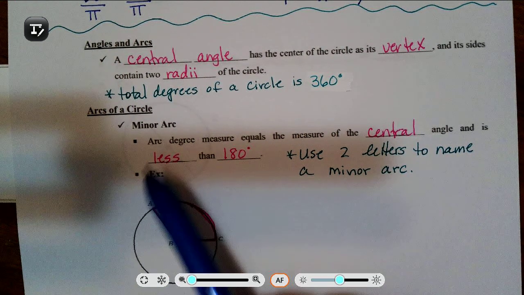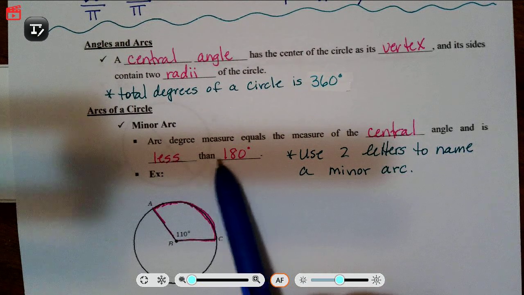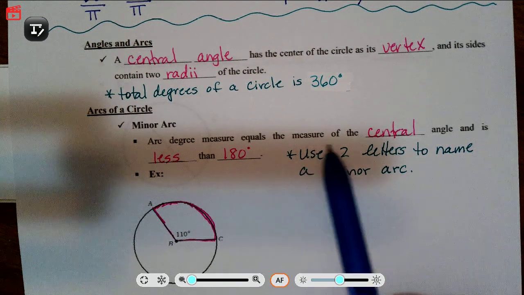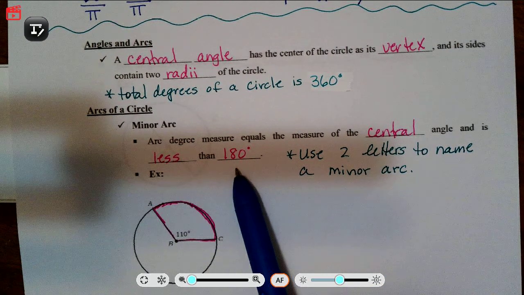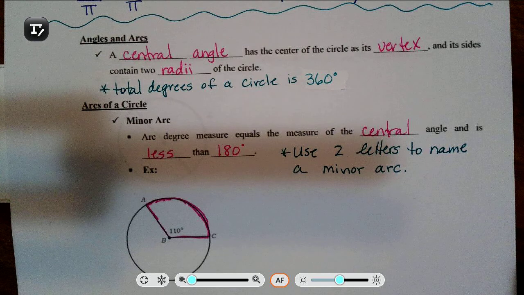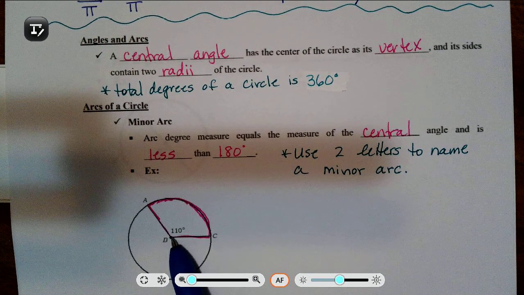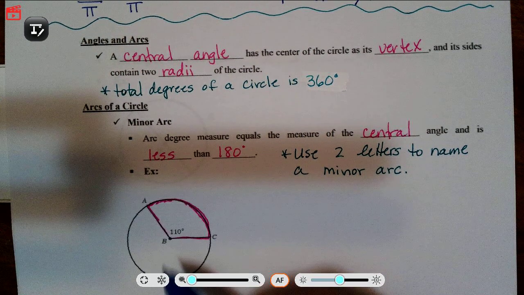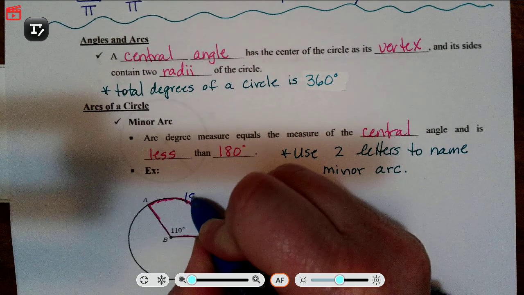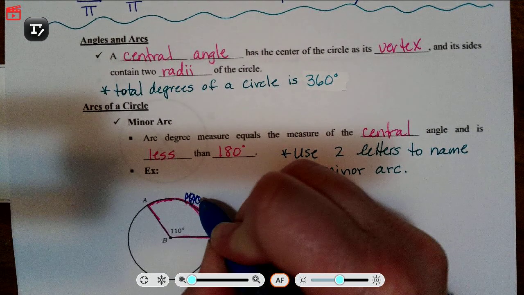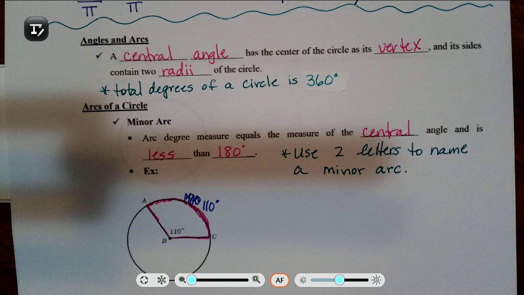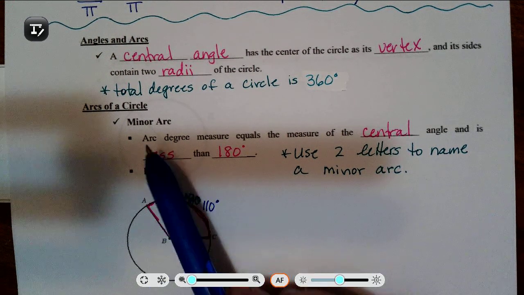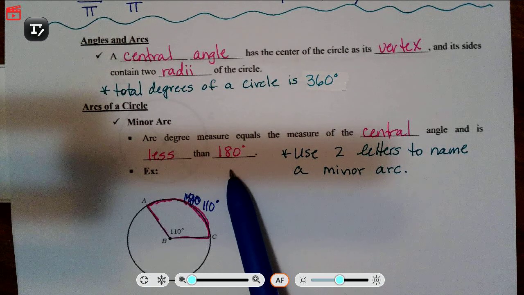When we're looking at a minor arc, the arc degree measure is equal to that of the central angle, and it will always be less than 180 degrees. So what this definition means is that whatever is the degree of the central angle, that too is the degree of the arc itself. This was 110, so this is 110 degrees. The arc itself has 110 degrees. If it is a minor arc, it has to be less than 180.